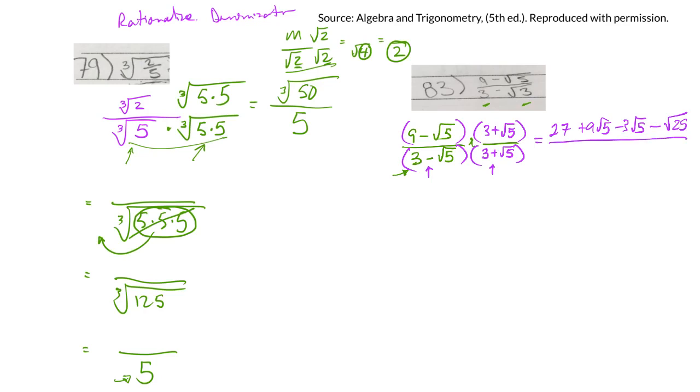On the bottom, 3 times 3 is 9. 3 times root 5 is a positive 3 root 5. Minus root 5 times 3 is a minus 3 root 5. And minus root 5 times minus root 5 is another minus root 25. So on the top, I have 27. These two are the same root 5, so I can add or subtract them. 9 take away 3 would be a plus 6 root 5. And minus the square root of 25 is 5.